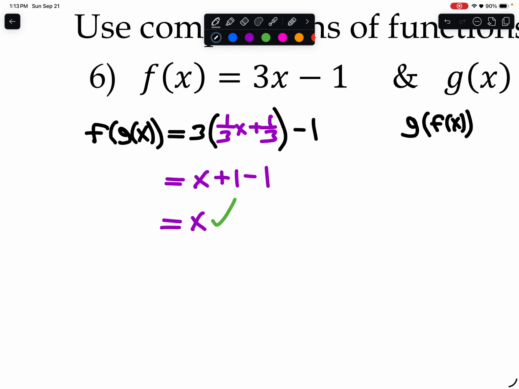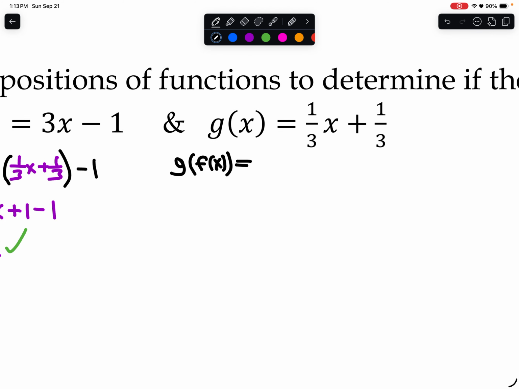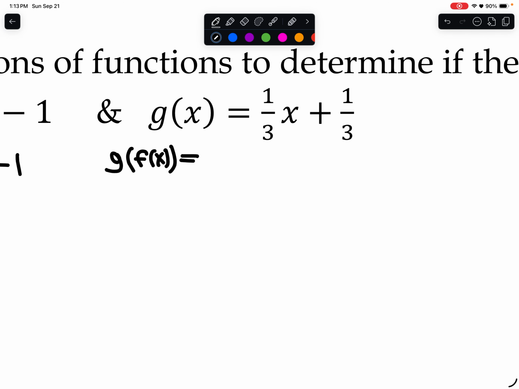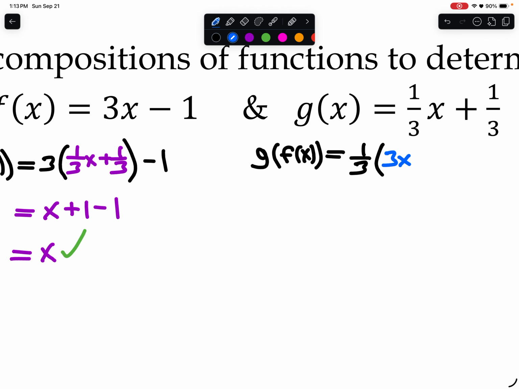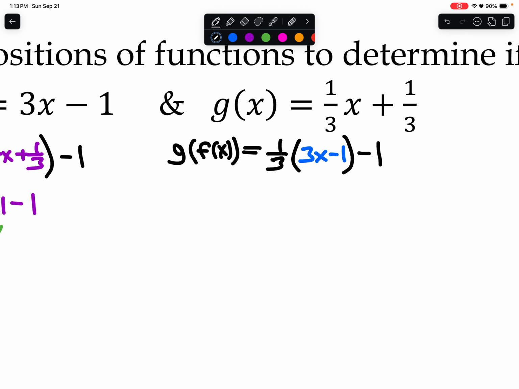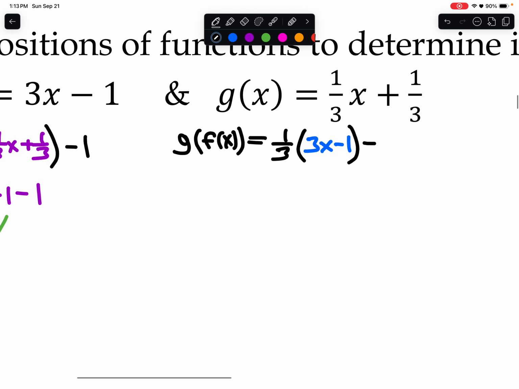So now I'm going to look at doing the other side. So now I want to take my f of x function, and we're going to plug it in to g of x. So when I do this, we're going to have 1/3 parentheses 3x minus 1, and then minus 1. Nope, 1/3. I knew something didn't look right. So when I distribute, that's going to give me 1x minus 1/3. Whoops, it's supposed to be plus. Then plus 1/3. Sorry, y'all.